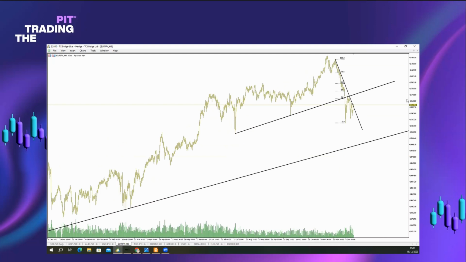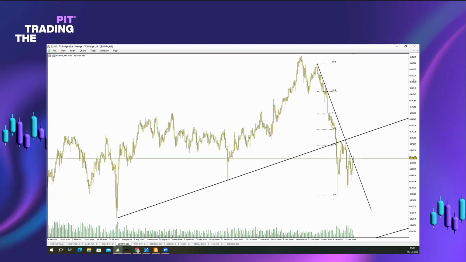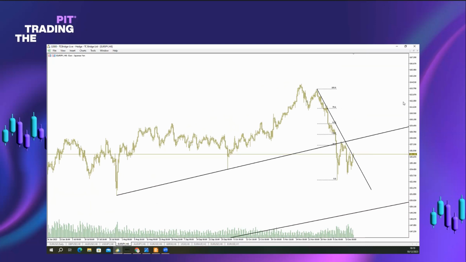Let me zoom out so you can see. It also broke out closer to resistance. It moves. I'm going to sell. Why do I prefer the euro yen compared to the dollar yen?